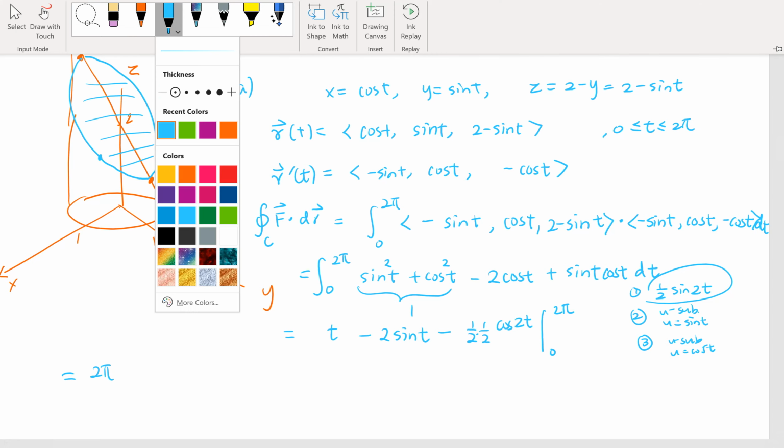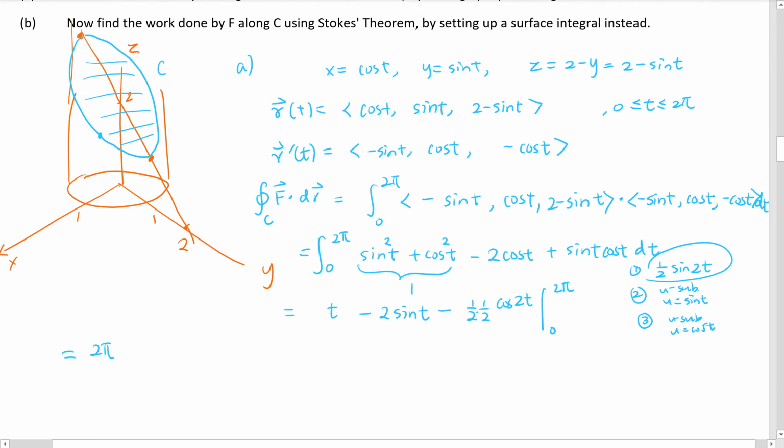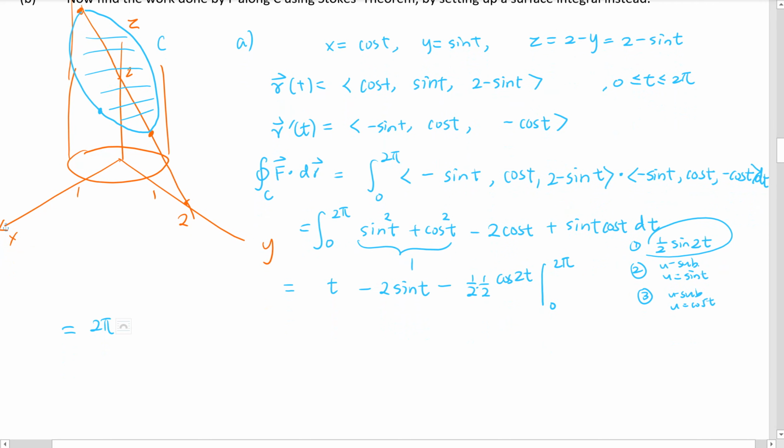We just computed the line integral, right? Part B. Now find the work done using Stokes' theorem. So the surface integral. Okay, you see the surface enclosed by the curve C, right? Which is this guy. And now we need to find a parameterization for it. Let me move this guy here.